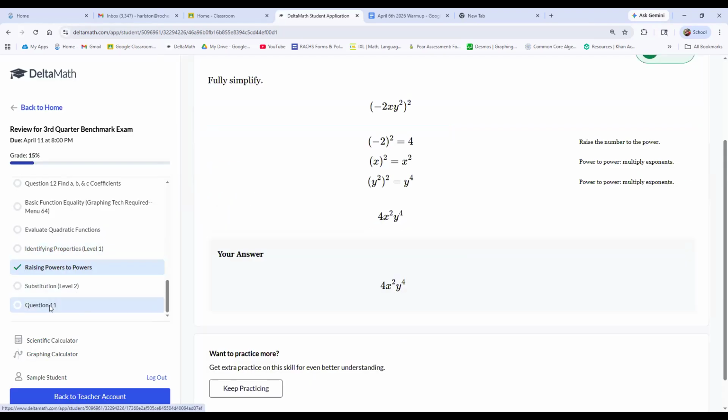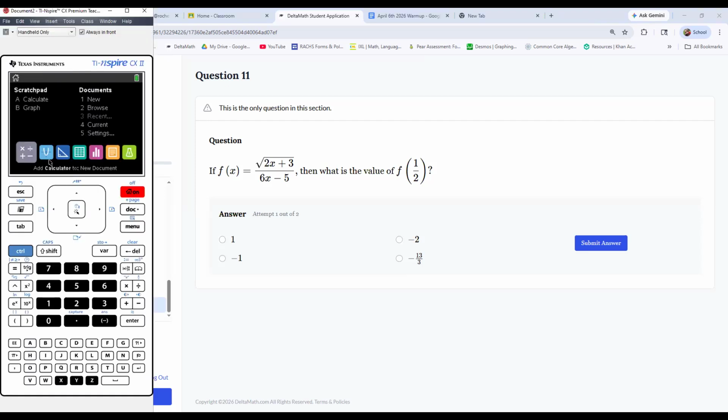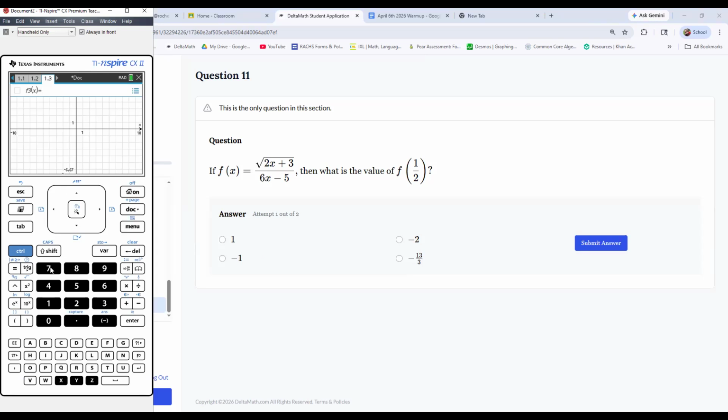All right, is there anything else that I wanted to do in here? Let's see, what's question 11 look like? Oh yeah, I'm going to do this one and this is going to be it. So look, this is just a function and they've given us an input. So all you should do is grab your calculator. You can enter that, you can graph it. We're going to need a stack fraction. And then we do the square root of 2x plus 3. And then in the denominator, 6x minus 5.